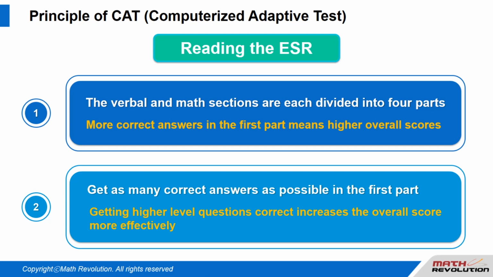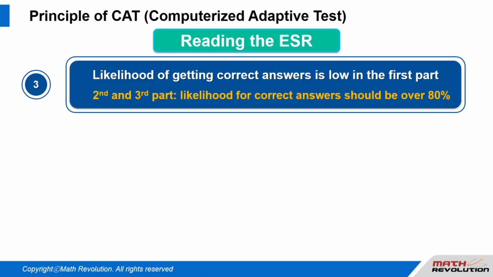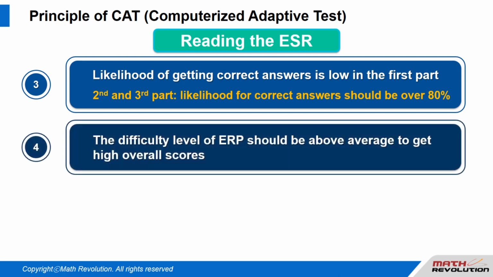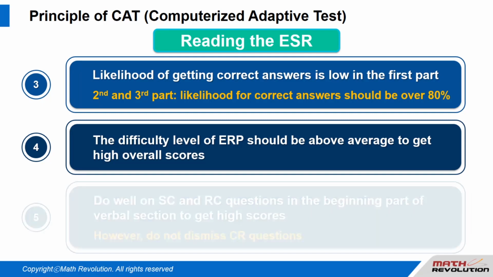However, since higher difficulty questions usually appear in the latter part of the exam, and these questions usually count more per question, getting these difficult questions correct increases the overall score more effectively. 3. If a student's likelihood of getting correct answers is low in the first part, their likelihood for correct answers should be over 80% in the second and the third parts to increase the overall score. 4. The difficulty level appearing on the ESR should be above average to get high overall scores.